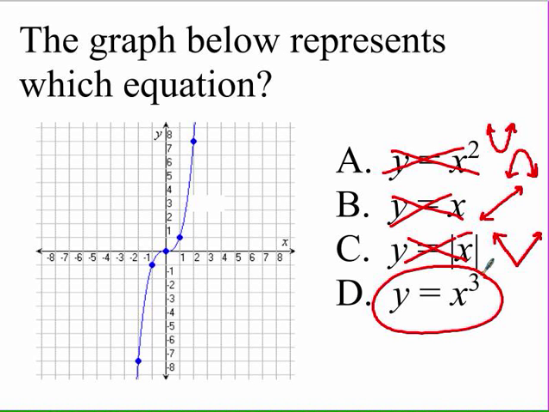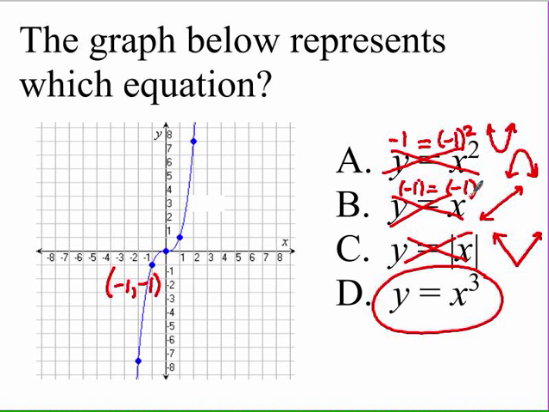Another way you could have done that is to pick the points on the graph and plug them in. So you know this one goes through the point -1, -1. So you could have plugged it in here and said, okay, does -1 equal -1 squared? And the answer is no. Okay, does -1 equal -1 cubed on this one?